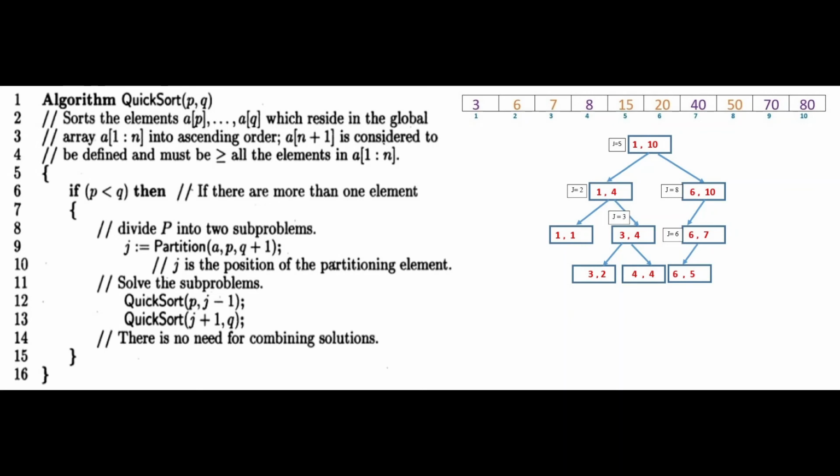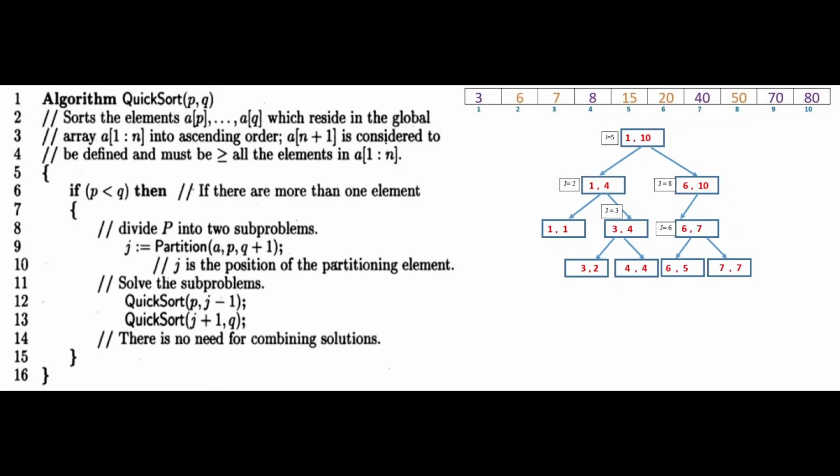In that function, its first recursive call has been executed, then its second recursive call executes, that is quicksort of j plus 1 comma q, quicksort of j plus 1, that is 7 comma 7. Calling the second recursive call, in the tree data structure we go to the right subtree. The values are j plus 1, that is 7 comma 7.